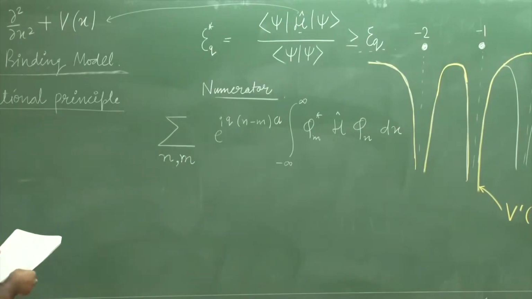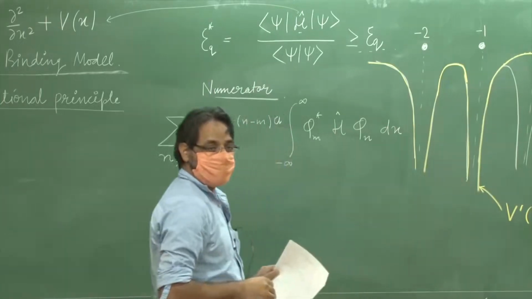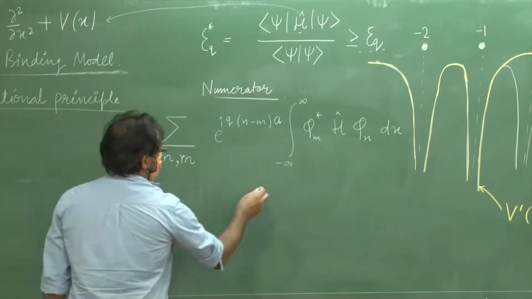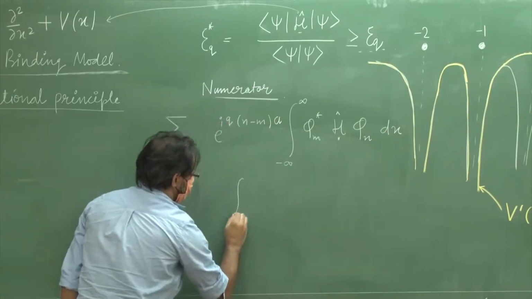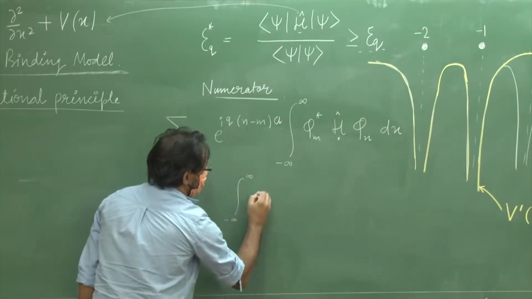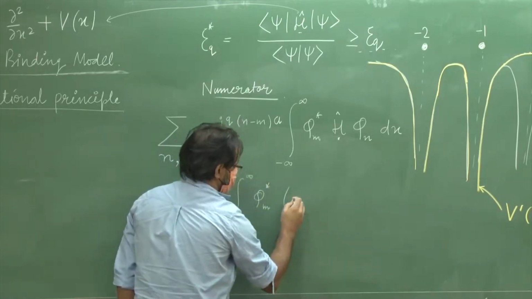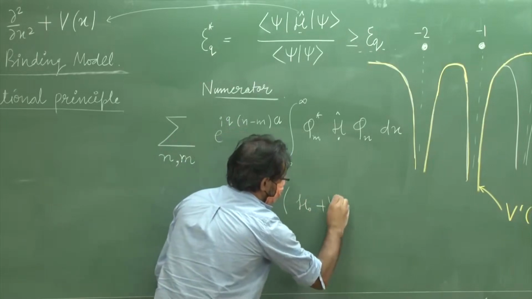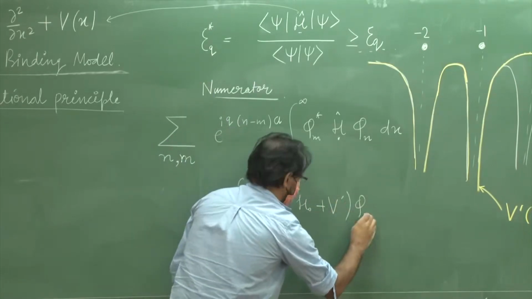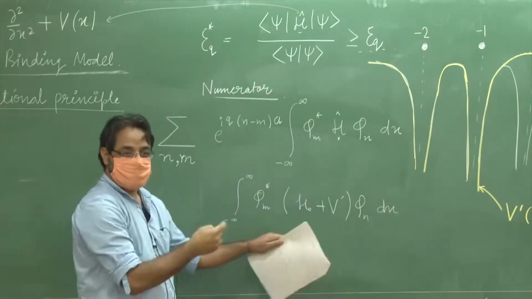So far it looks pretty simple. Now here is where the role of this is going to come. So what I am going to do now is this integral in this H, I am going to write this H as, integral minus infinity to plus infinity phi star m, and I will write this H as H naught plus V prime. You are with me? H naught is with little v.